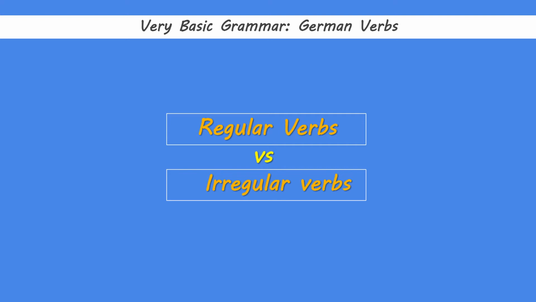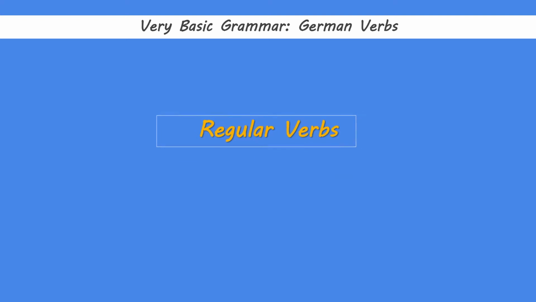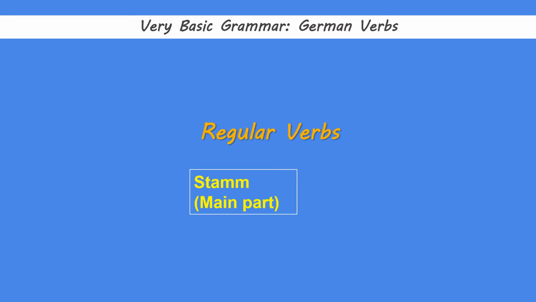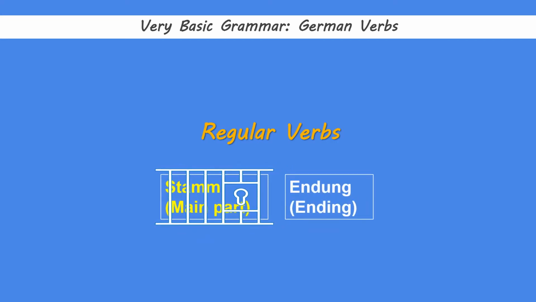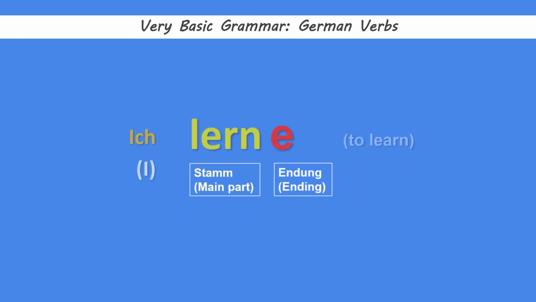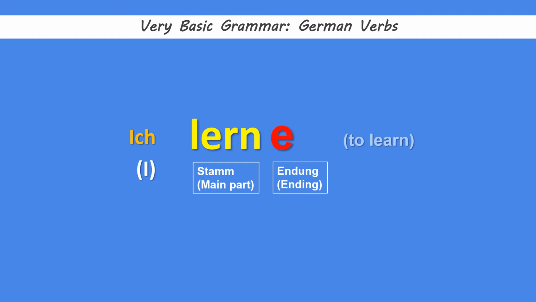In German, there are regular and irregular verbs. For the regular verbs, the main part will not be changed, and the ending is changed regularly according to the subject person. Ich lerne. Du lernst. Sie lernen. Er, sie, es lernt.